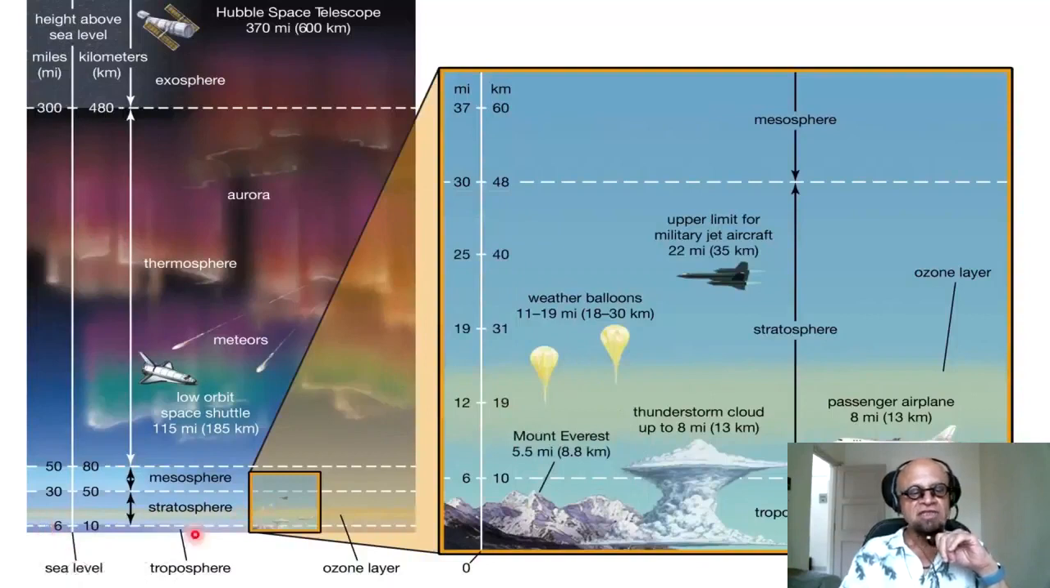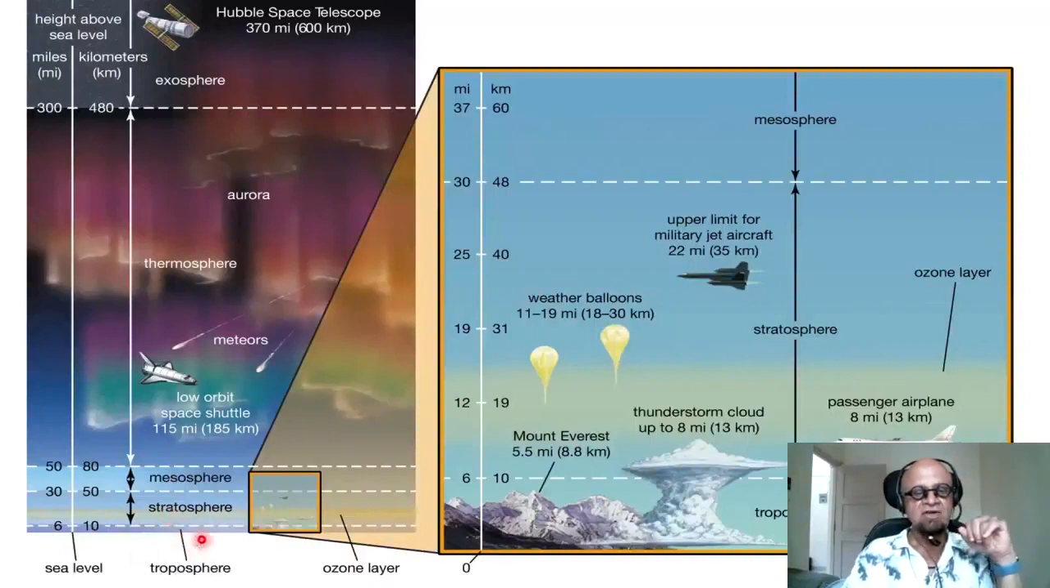So we are looking at sea level here, the surface. We are going in the vertical here. We are looking at miles and kilometers: 6 miles, 30 miles, 50 miles, 300 miles, or 480 kilometers. That's height above sea level. And you see some colors in the background with the surface, the ocean, the mountains, the clouds, and various other features that we also look at, where the Hubble telescope is hanging around 370 miles or 600 kilometers above sea level. And there are names for these layers of the atmosphere.